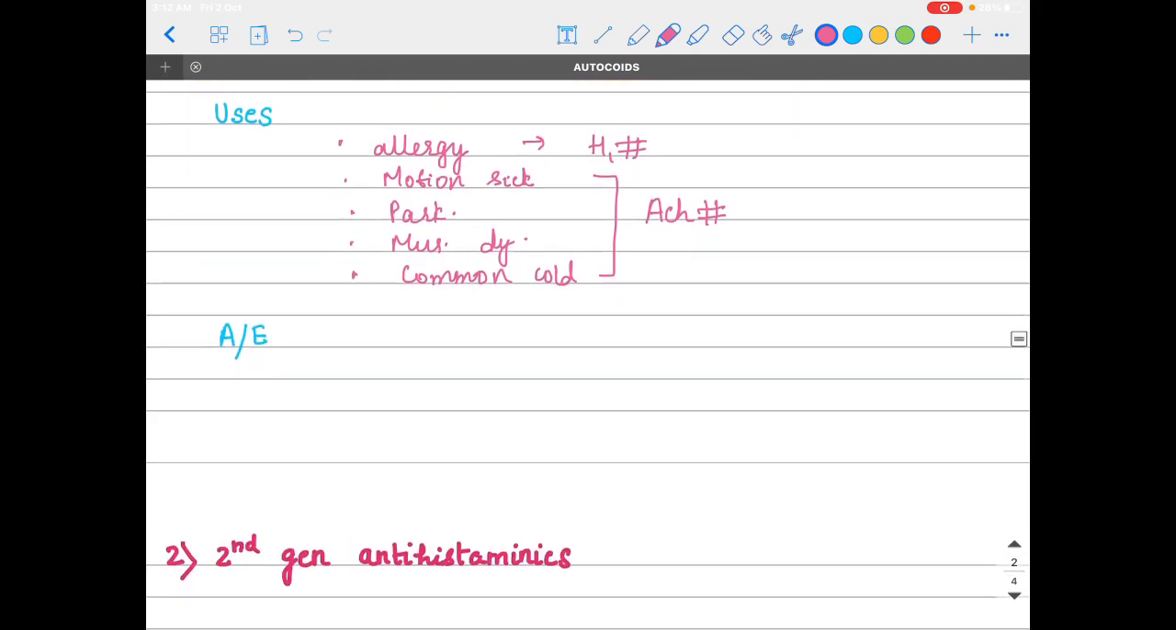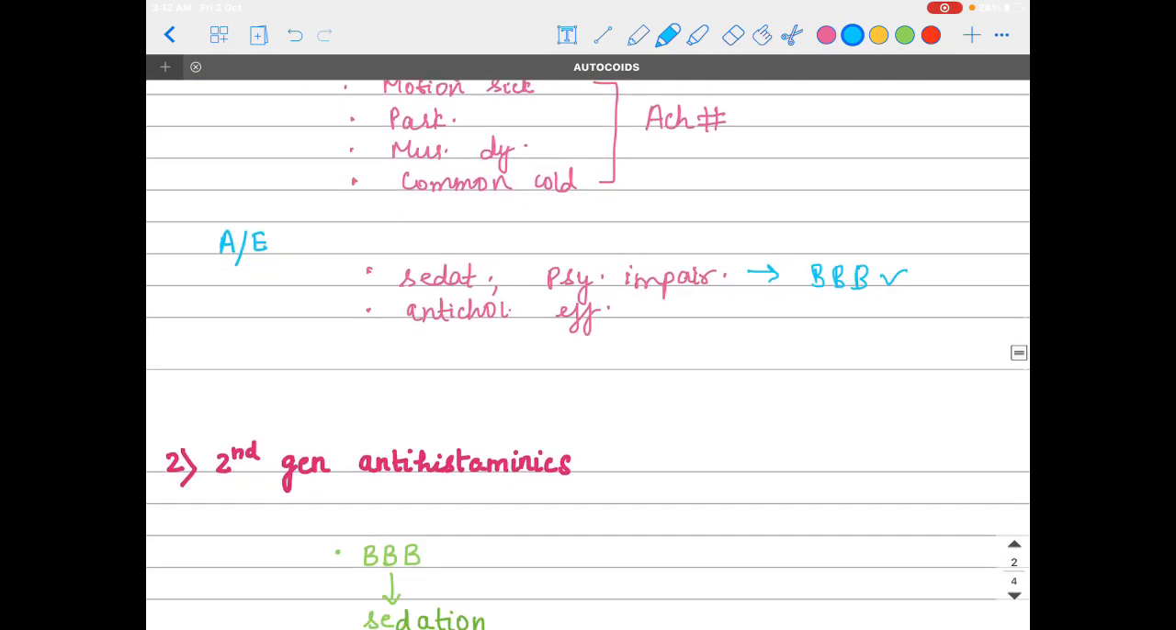Now, the adverse effects are sedation, psychomotor impairment, and the second one is anticholinergic effects. This sedation and psychomotor impairment, as we discussed, is due to the blood-brain barrier permeation, and the anticholinergic effects are dryness of mouth, blurred vision, urinary retention, constipation, etc. They are due to the acetylcholine receptors.